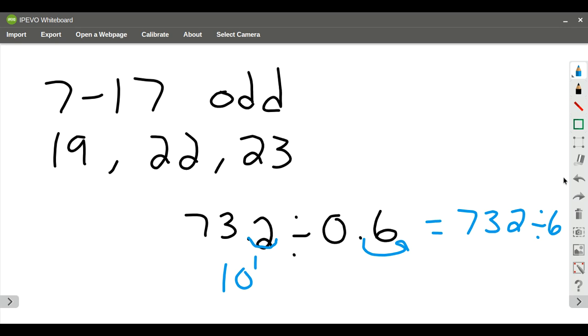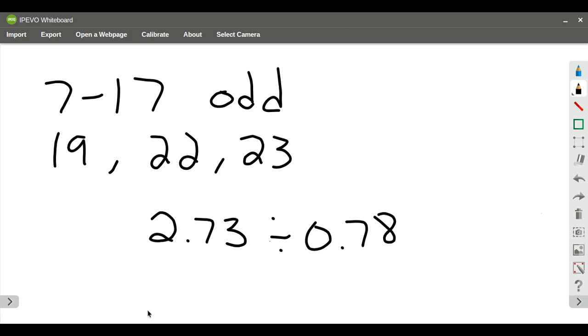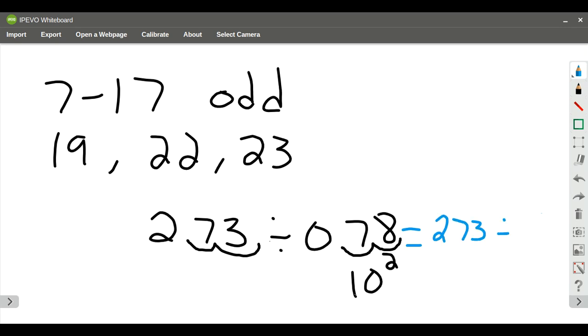You need to start looking at the divisor. So let me do one more really quick. Then I have 2 and 73/100 that I am dividing by 0 and 78/100. So I have to start by looking at the divisor. I have to move it 2 places to the right. So if I'm moving values 2 places to the right, I'm going to multiply that by 10 to the second power. And so if I'm multiplying the divisor by 10 to the second power, it means I have to multiply 2 and 73/100 by 10 to the second power. So the equivalent problem would be 273 divided by 78. So that's what you're going to do for problems 7 and 9.